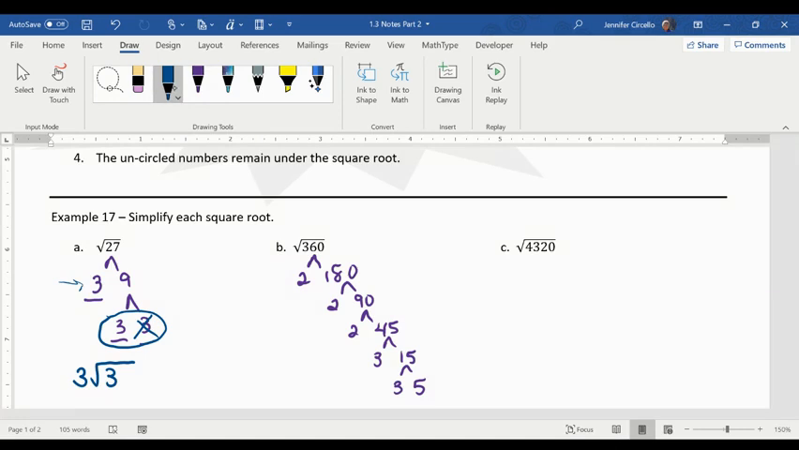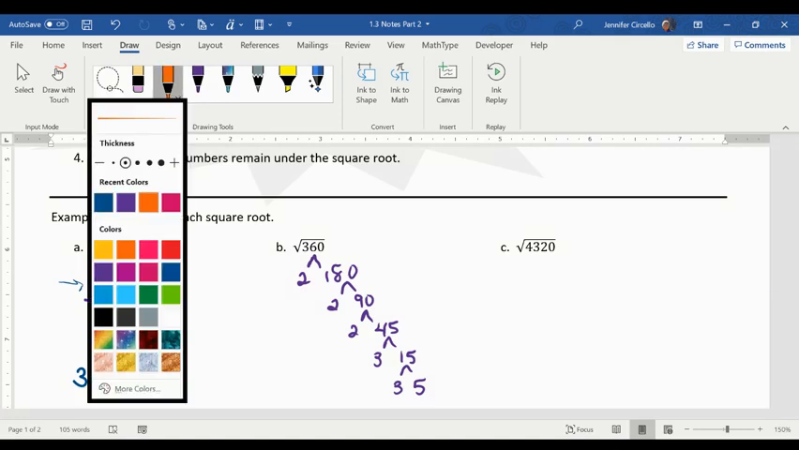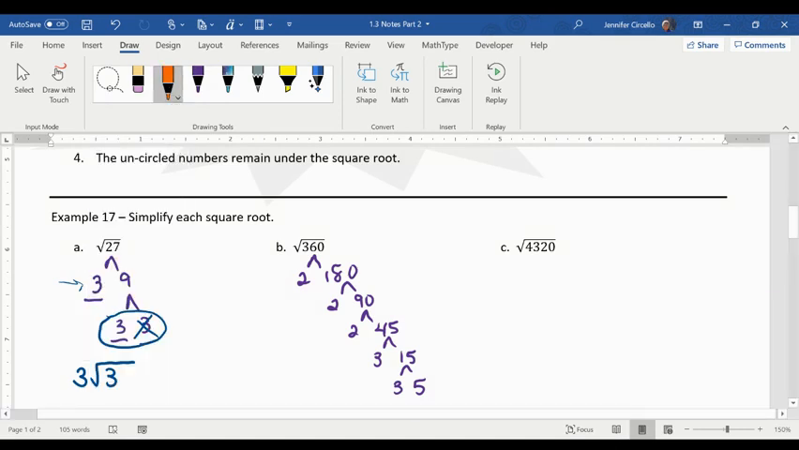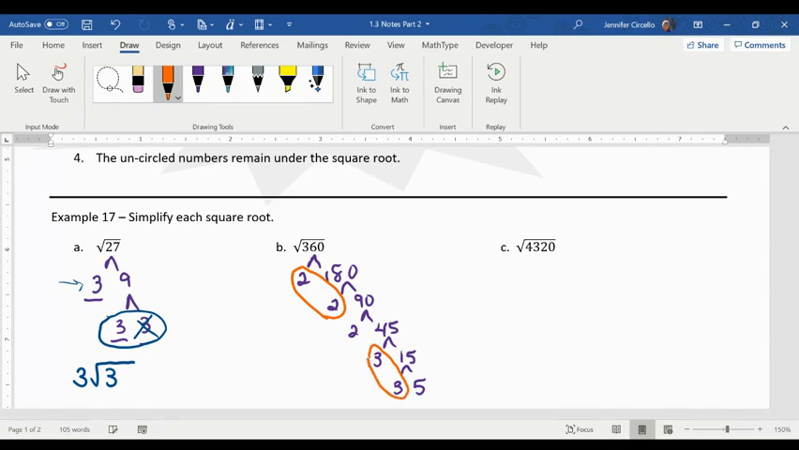Okay, let's try now to circle our pairs of numbers. So you'll notice there are 3 2's, but you can only circle a pair, because we're doing a square root. So the exponent we're dealing with here is squared, which is an exponent of 2. So I'm going to circle 2 of my 2's. I also have a pair of 3's. And then I have this 2 and this 5 that did not get circled.